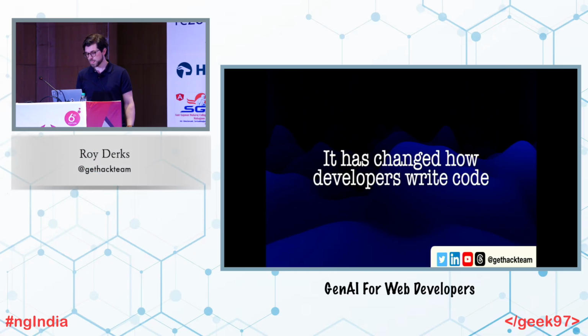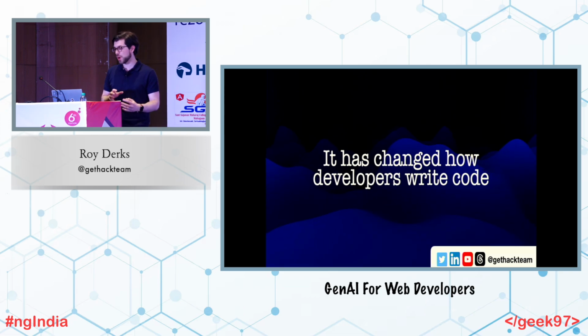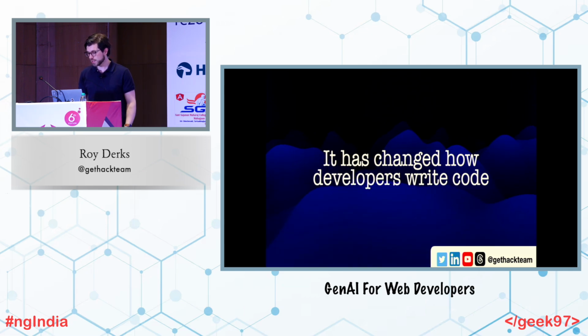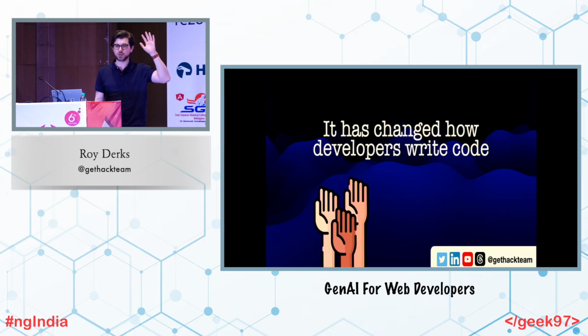So for starters, I'd like to say AI has changed how developers write code. If I look at myself, it has really changed the way I write code. I use code assistants, I use ChatGPT, I use other forms of AI, I generate images or videos. So I'd like to see some hands from people who have seen their job change due to AI or change the way in which they write code.